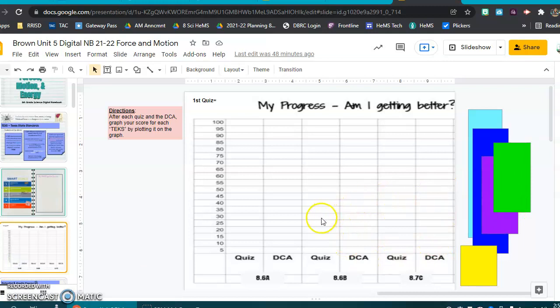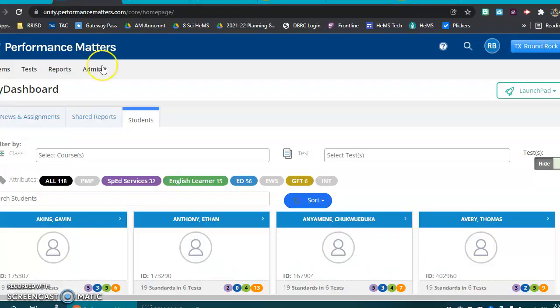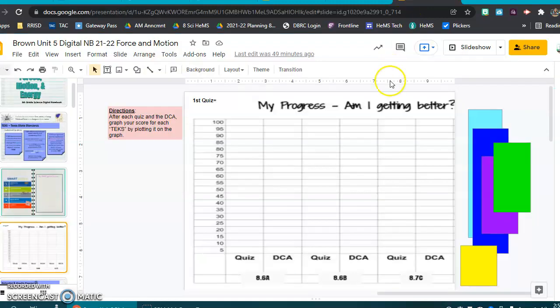In slide 4 are these colored blocks, and you're going to come into Performance Matters, and yours is going to look a little different. You want to click on the word Student Portal. There's going to be a purple tab here that says Common Test Results. You're going to scroll down to Science, and look for the force and motion. Then click on the plus sign, and it's going to give you 3 numbers by each one of the DCA TEKs. You want the score, not the district average.